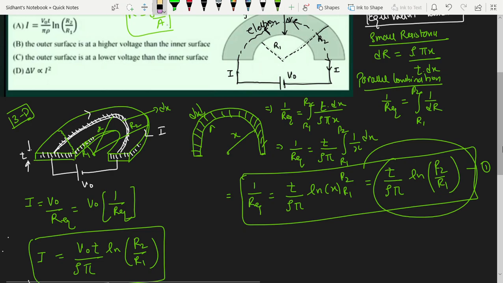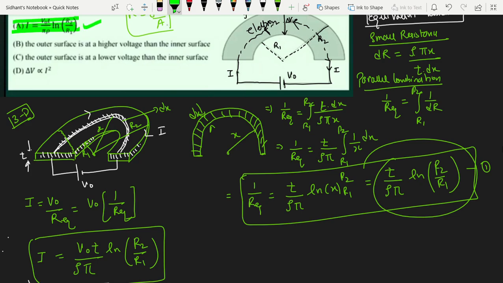That is current is equal to V naught t upon rho pi times natural log of R2 by R1. So this option is correct, and this option is correct. The remaining options B, C and D we'll discuss in the next video, and thank you very much.